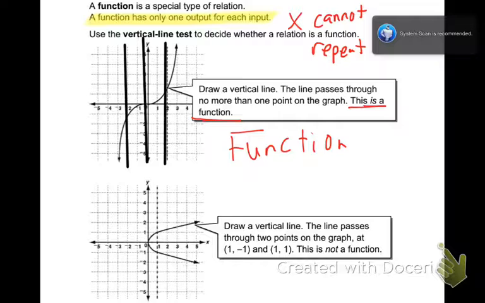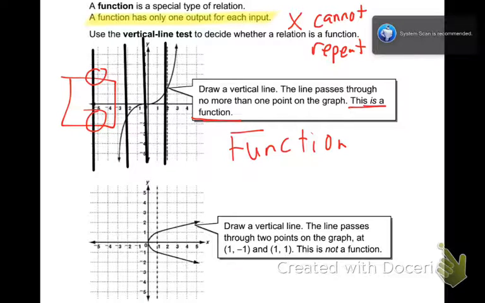Same thing like a square. What if they have a square? Okay, great question. Drew says, what if they have a square? Would that be a function or not? Does it touch that line twice? Yeah. So that is not a function.